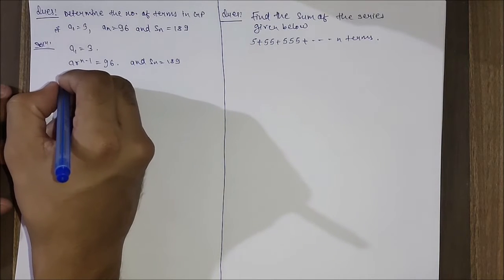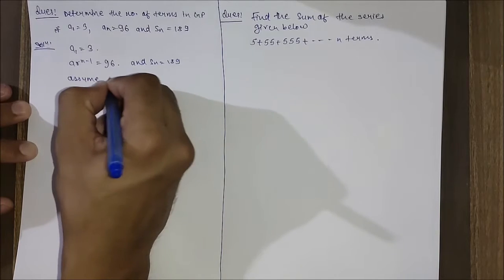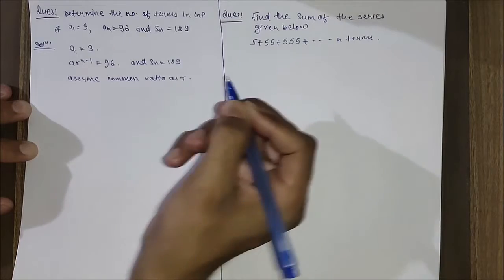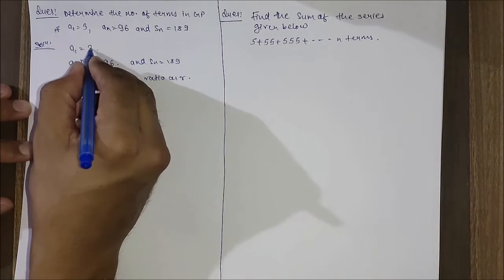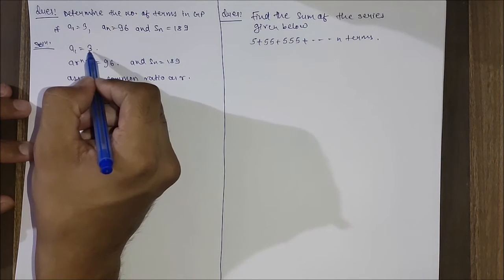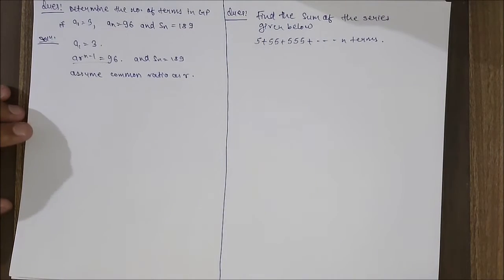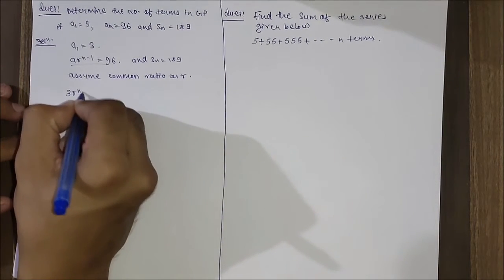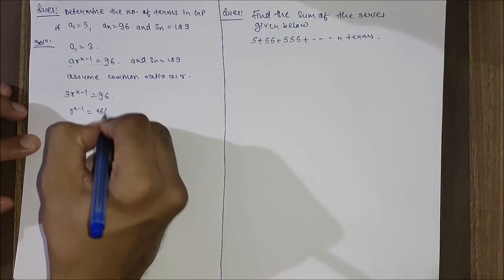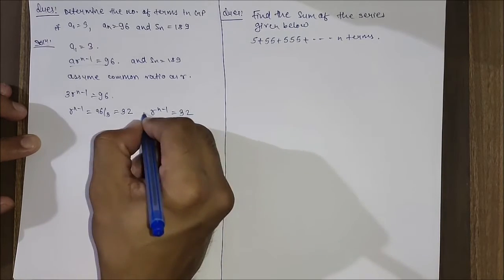Let's assume the common ratio to be R. Putting the value of A, because A is our first term, so we put A1 in this equation, then we can find something from it. So 3 times r^(n-1) equals 96, r^(n-1) equals 96 by 3, which is 32. So r^(n-1) is equal to 32.